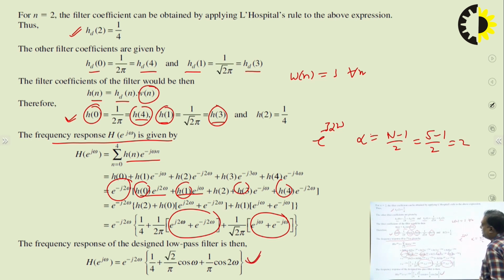If you want to calculate the z transform, or the transfer function, then simply H(z) equals summation n equals 0 to N minus 1 of Hn into z to the power minus n. Now if you expand it, you will get the transfer function for this particular filter. So the transfer function and the frequency response are the two things that you have to calculate while designing the FIR filter.